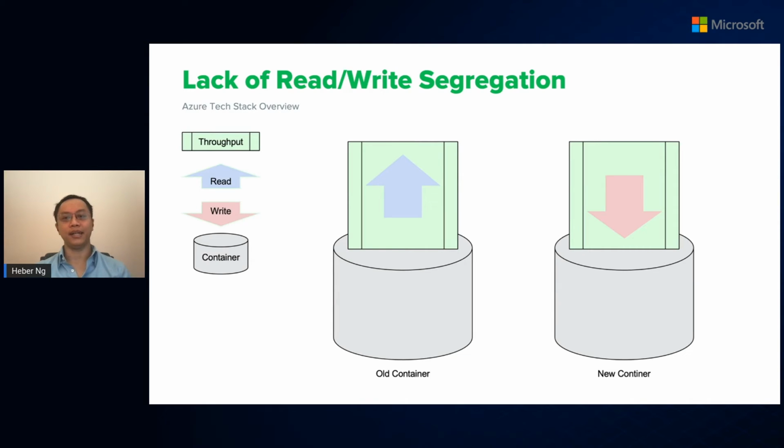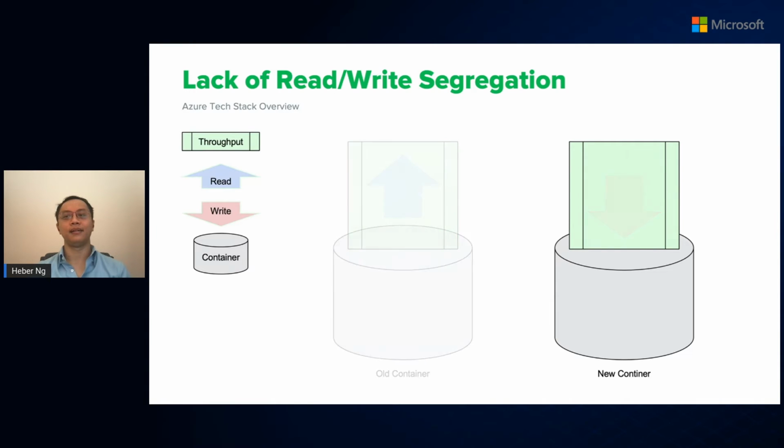Once the data loading is complete, we switch the API to read from the new container. The old container is then deleted. This rotating container strategy ensures that data retrieval will not be disrupted by the high traffic of data loading.